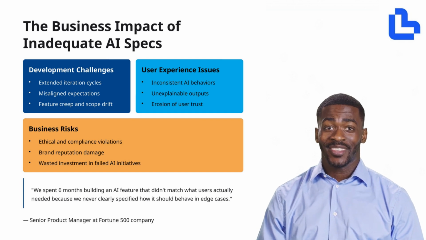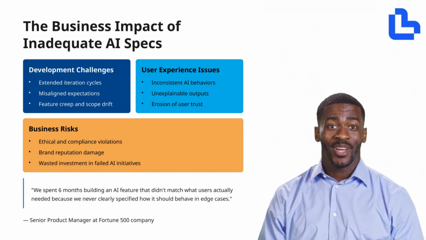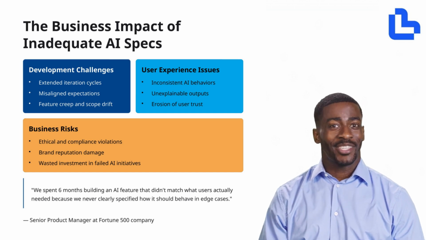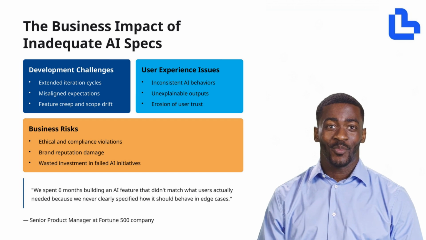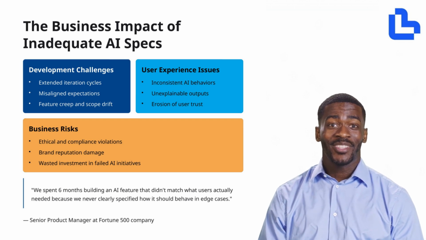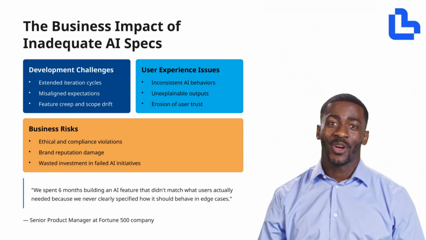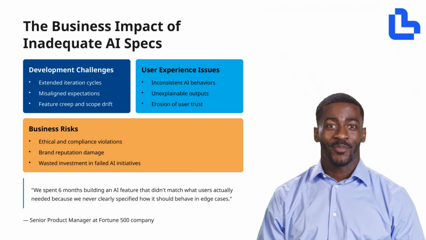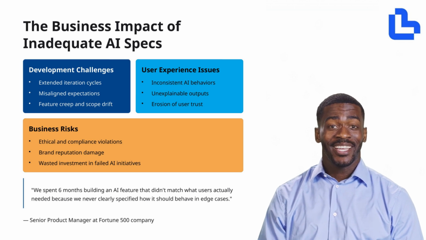The consequences aren't just technical, they ripple across development timelines, user experience, and even the business itself. From a development perspective, poor specs lead to extended iteration cycles. Teams spend weeks or months building features that don't align with stakeholder expectations. Misalignment causes rework, delays, and frustration. Without a clear spec, scope tends to drift, features balloon in complexity, and the original intent gets lost.